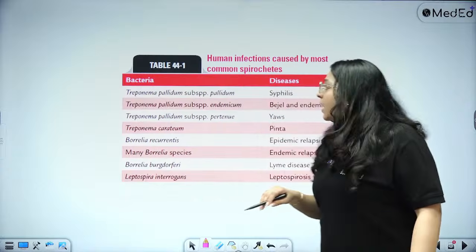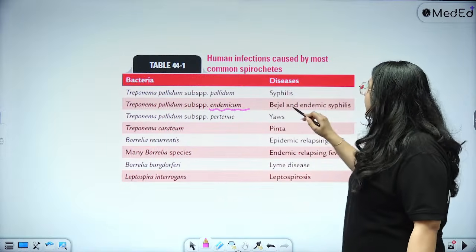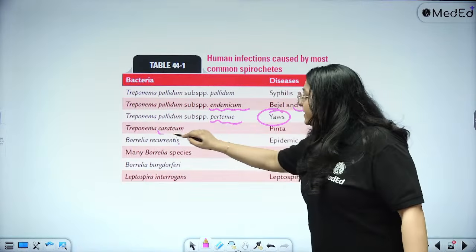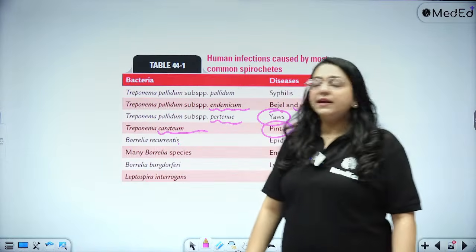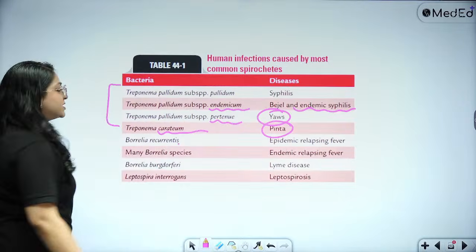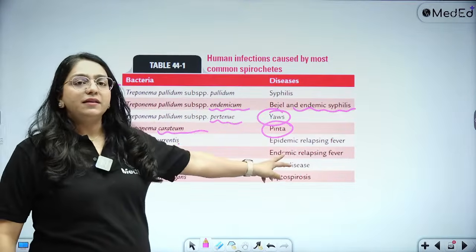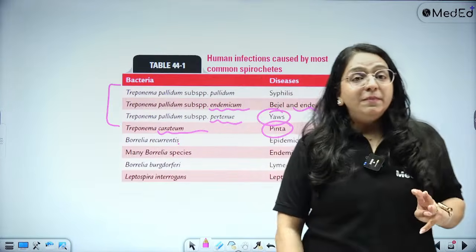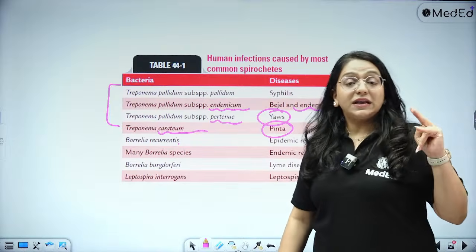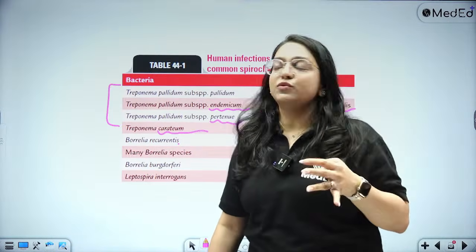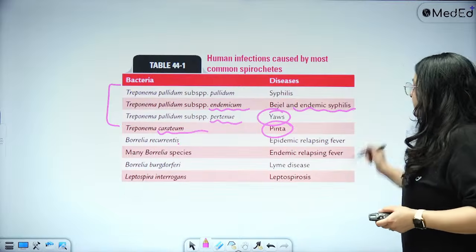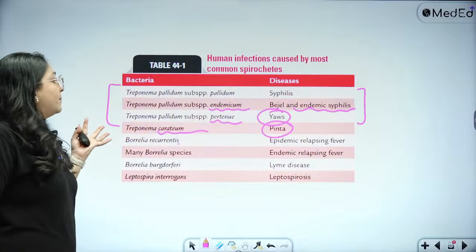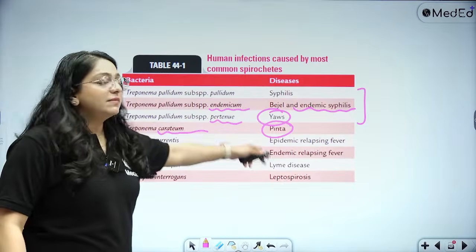What about the Treponema? Treponema endemicum will cause endemic syphilis or bejel. Pertenue is yaws and carateum is Pinta. Okay, this is important about Treponema. What about other spirochetes? Borrelia recurrentis, epidemic relapsing fever, you know this. Borrelia burgdorferi is for Lyme disease. Justin Bieber got Lyme disease when his face got paralyzed. And leptospirosis, of course. So this you have to remember: Treponema endemicum, endemic syphilis; pertenue, yaws; and carateum is Pinta.